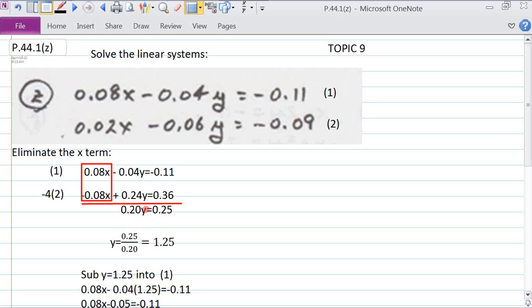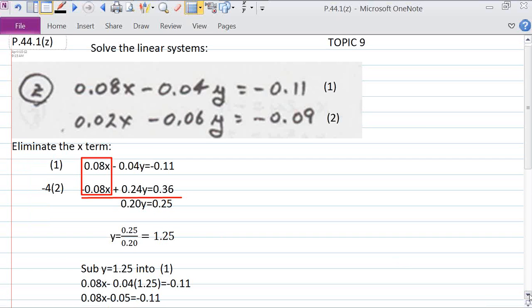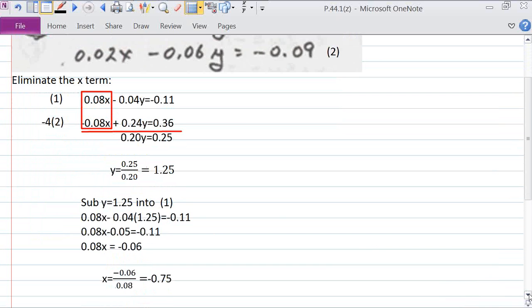I'm going to divide this by 0.20 to give me y. And so I have to divide this by 0.20, which I do over here. And when I divide 0.20 into 0.25, I get 1.25. So I have the y coordinate of this. Now I'm going to substitute y = 1.25 into equation 1 in order to solve for x. So I've got the y, but I now want to find the x.